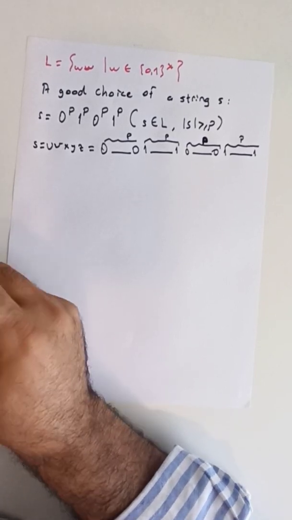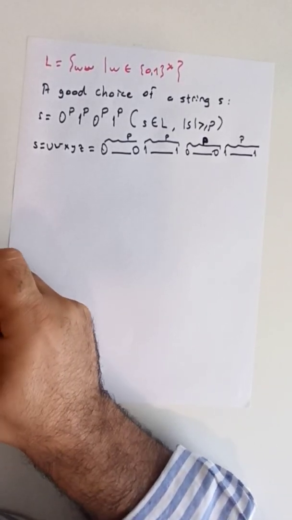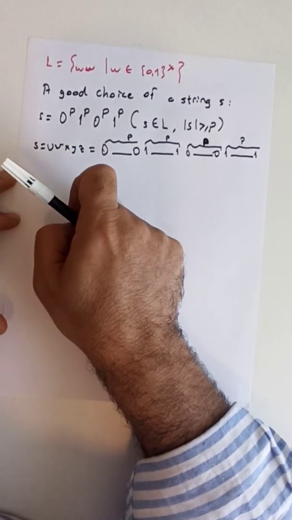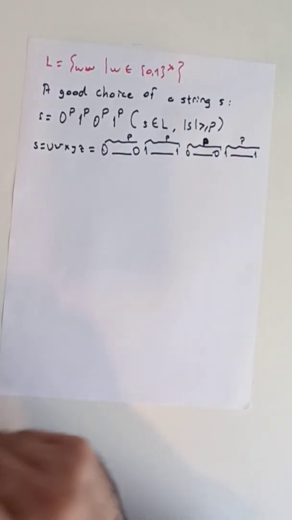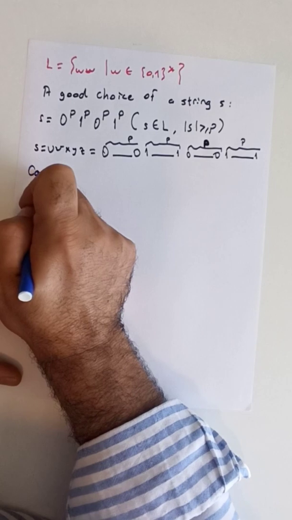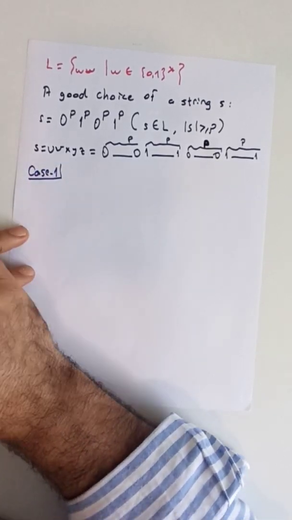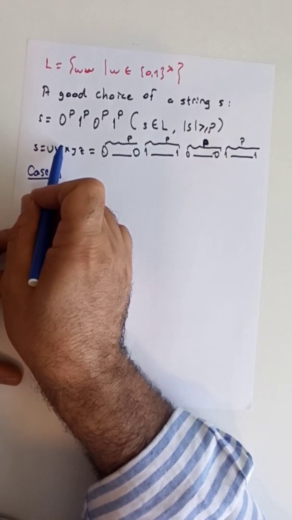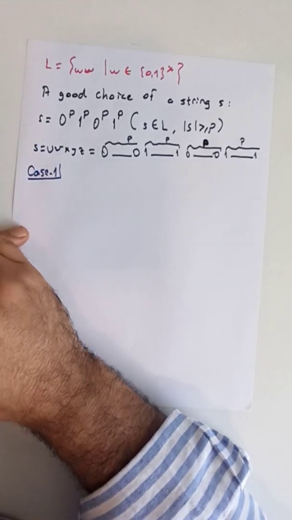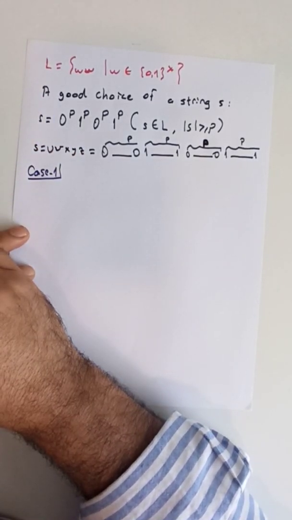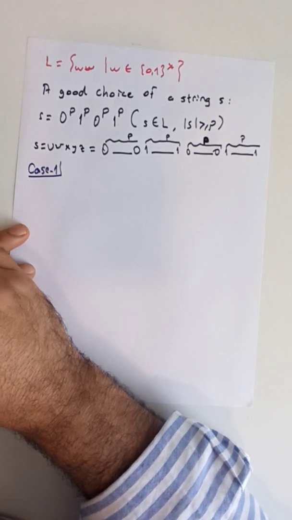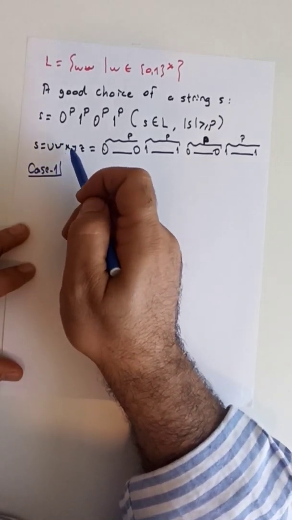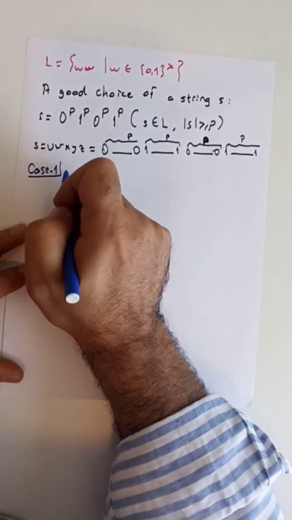Again, let's try to construct different cases, all possible cases actually, based on this middle substring vxy. For the first case, case 1, remember that if we can show that for every case we can find some value of i such that uv to the i, xy to the i, z, that new string does not belong to the language L, then we will be done with the proof that the language is not context free. For the first case, consider the scenario where this middle substring vxy only contains one type of symbol.